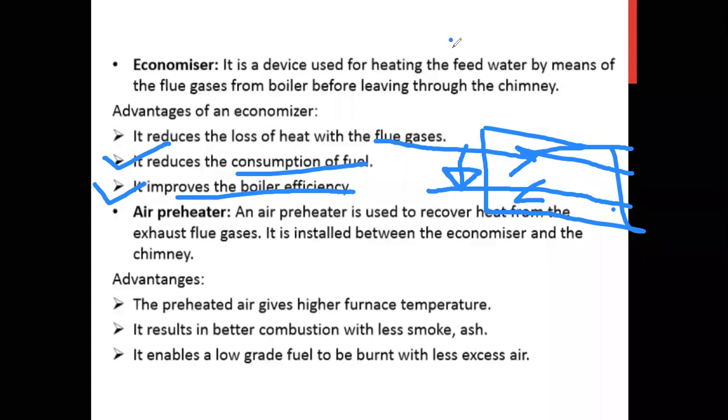So this is also not inside the boiler but connected indirectly for the boiler to operate properly. So that's why it is also an accessory, my student.